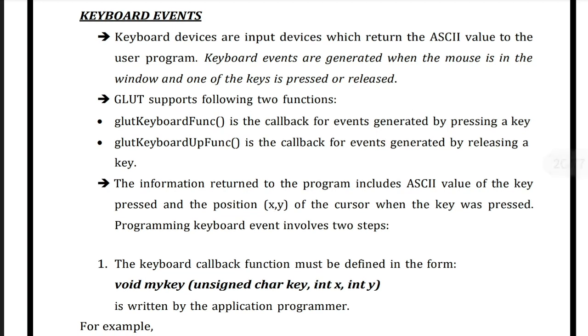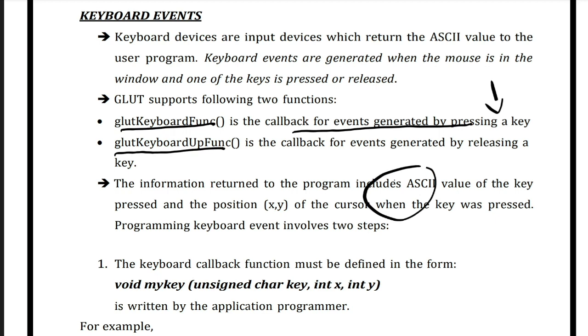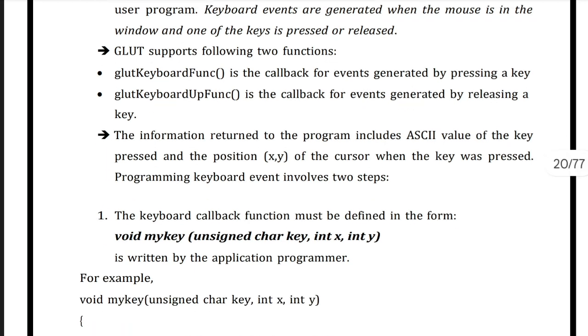is you will be pressing the ASCII value. Which ASCII value is pressed, based on that what should happen. That is the main thing they are expecting from you here. And there are 2 functions you have to write: glutKeyboardFunc for events generated by pressing a key, and glutKeyboardUpFunc for when the key is released, meaning after pressing the key A on the keyboard, when you release it, it will be the up function. So at that time what should happen, that will be defined.